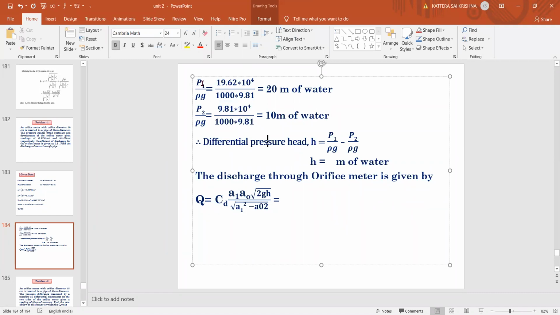So the pressure head at section 1 we got as 20, and the pressure head at section 2 is 10. H is nothing but the differential pressure head, the difference of these two: P1 by rho g minus P2 by rho g. So H equals 20 minus 10, that is 10 meters of water. Now we have all the terms to calculate the discharge, so substitute all the values to find the Q value.